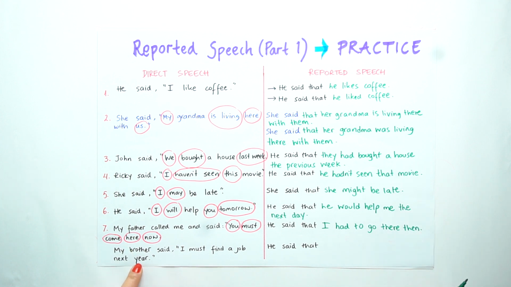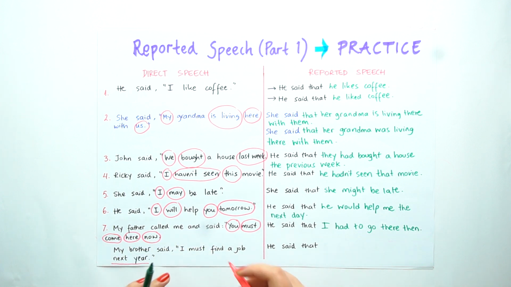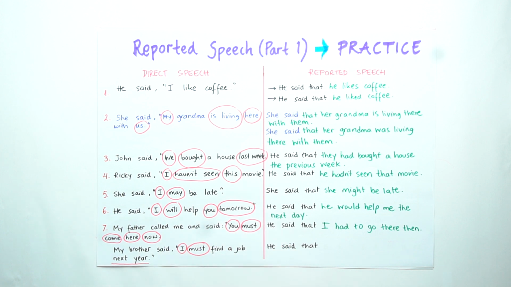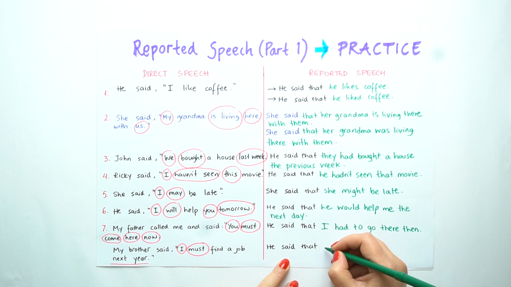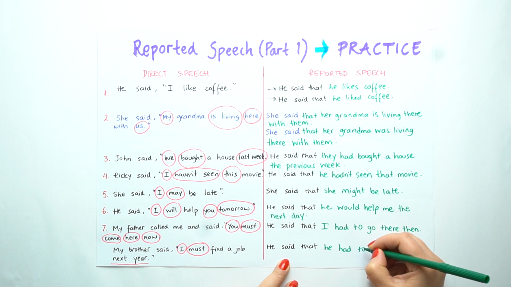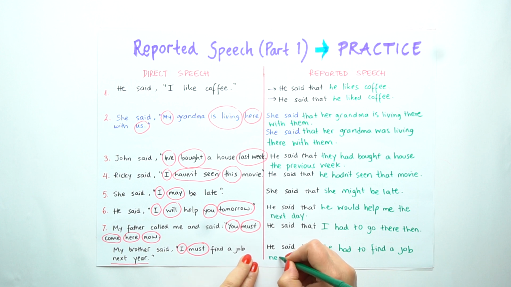What is different in the second sentence? We have next year. We have a long time ahead. So it's not next year anymore. So I'd rather keep it as next year. Alright? So what do I change? These two things. The pronoun and the tense. He said that, the model, my brother said I must find a job next year. He said that he had to find a job next year.